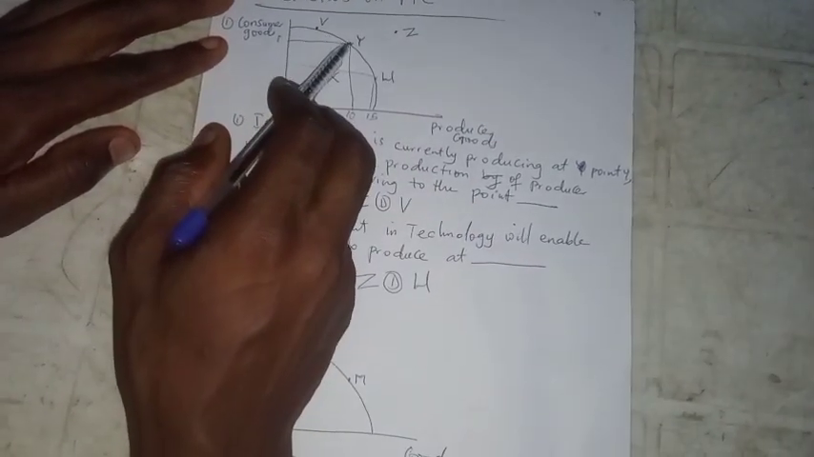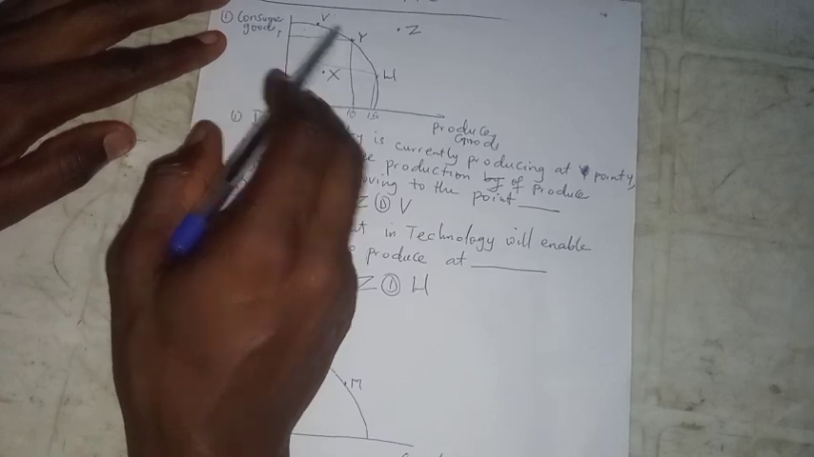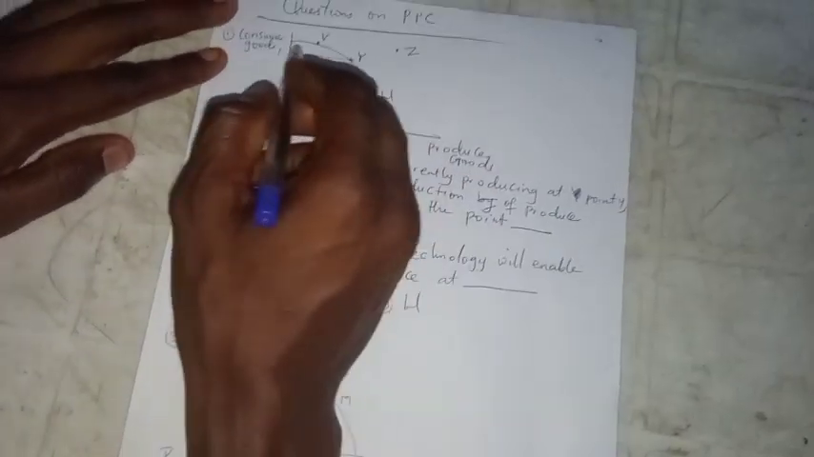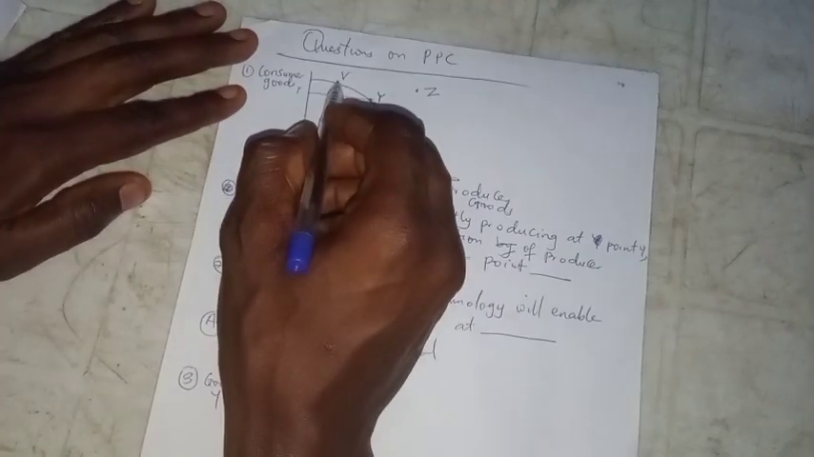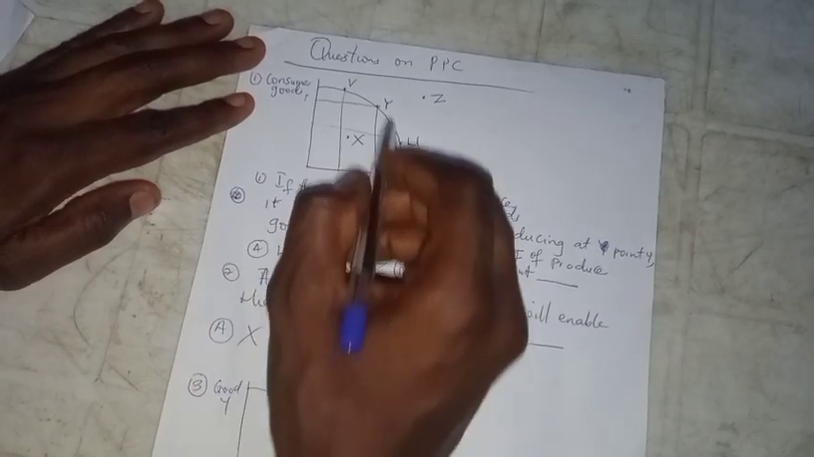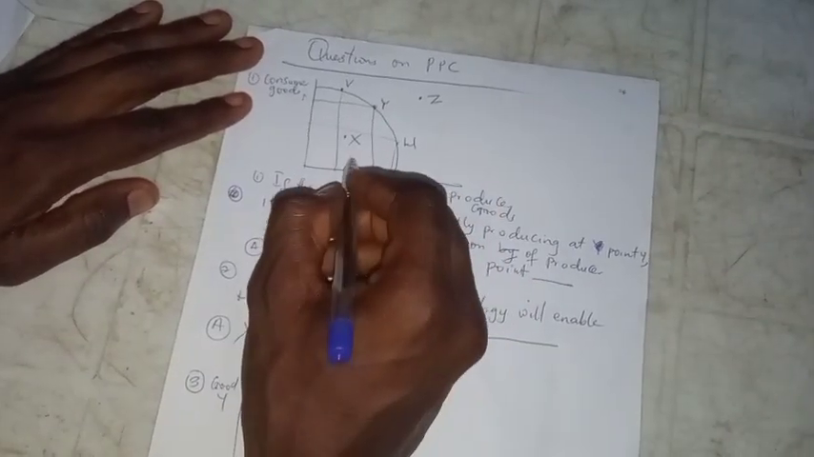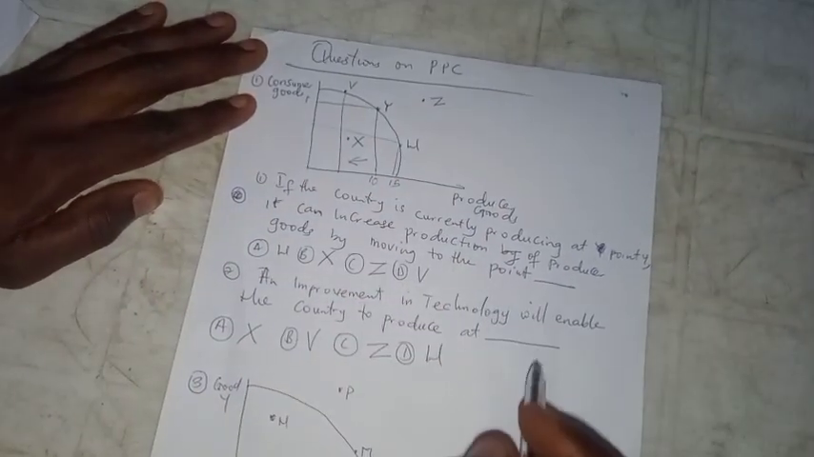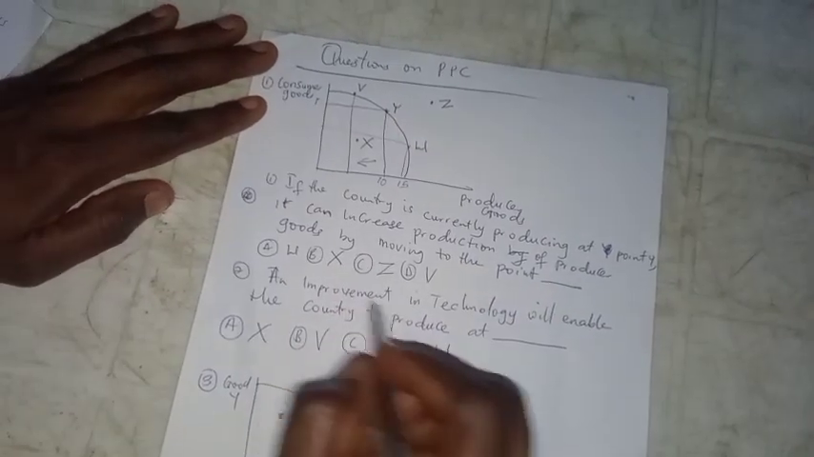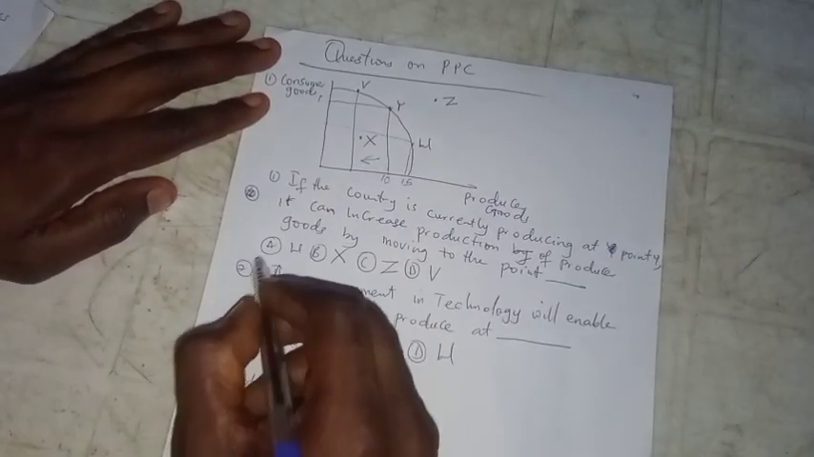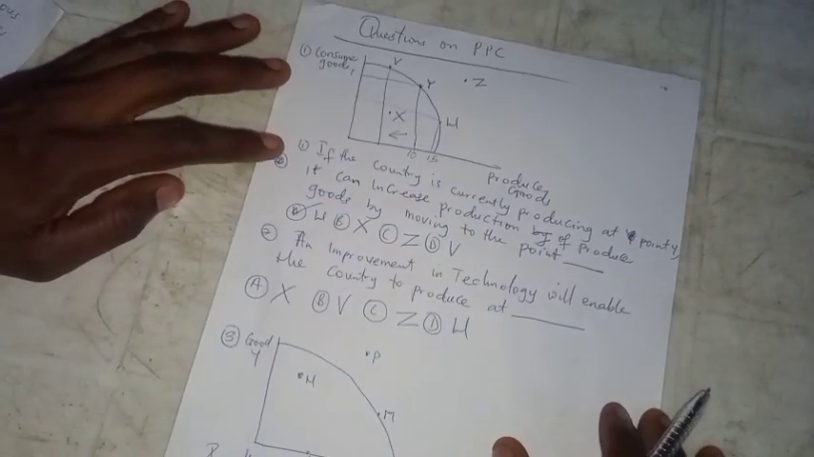So the best answer is W. If you move to V, it's going to reduce the producer goods. Let's say you move to V, it's going to come this way, and you are operating at Y, it's going to decrease the producer goods. So the best answer to choose is actually W, which is option A.